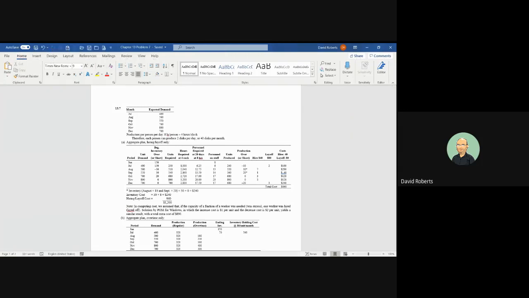Welcome to problem 13.7. In this particular case, you're provided with the demand for the 6 months from July to December. You're also given the costing for holding costs, subcontracting, etc. And you want to make some discs.